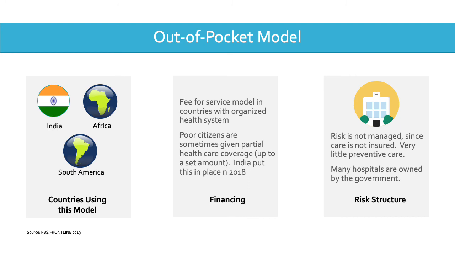So they work on a traditional fee-for-service model, like we talked about earlier in this session, that the U.S. had when we first started out as a country. So the risk is not managed, so it's not insured, so there's very little preventative care. Many hospitals are owned by the government because it's very expensive to be a hospital. With so many people not having care or not having money to pay, it can be really difficult.